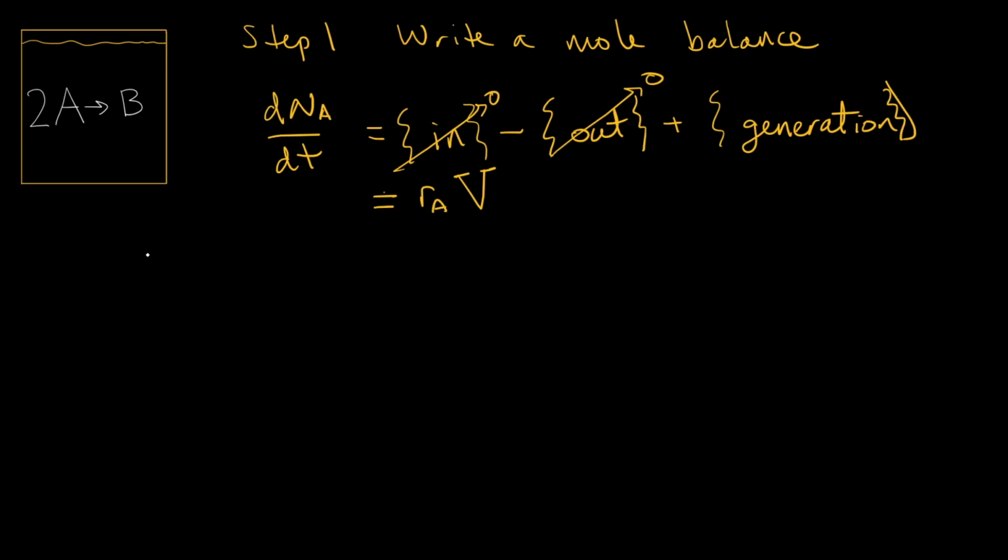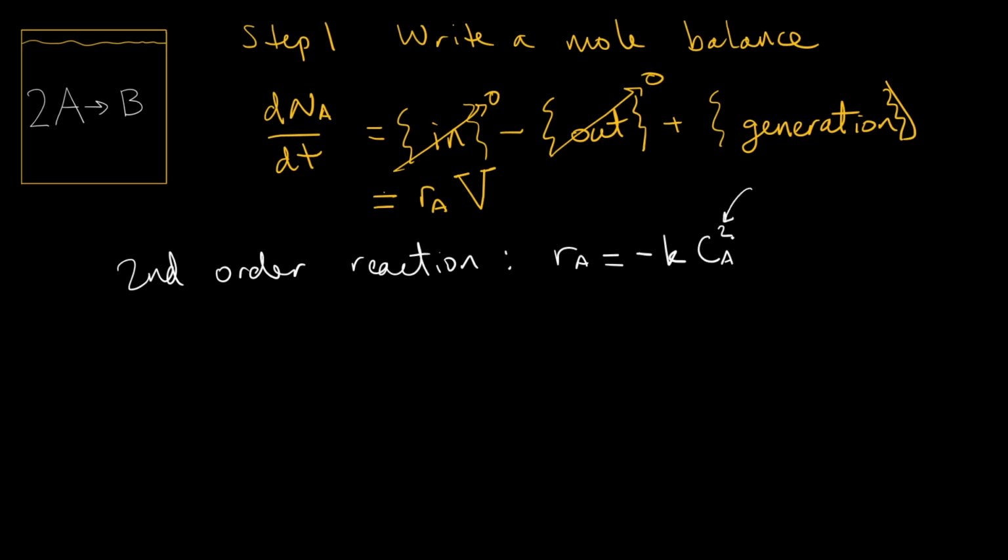We have a second order reaction. And so our rate of reaction of A is going to be equal to negative k, our rate constant, times concentration of A squared. And that second order reaction means we have this squared at the top here. That could come about by two molecules of A having to collide together to form a molecule of B. So now we can put this together into our differential equation. So we get dN_A/dt is equal to minus k C_A squared times our volume.